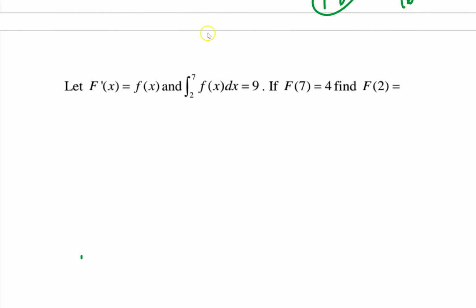So let's look at this one. Let f prime of x equals f of x, and integral from 2 to 7 of f of x dx equals 9. If capital F of 7 equals 4, find capital F of 2. Okay, so what's going on here is this. Let's integrate this. Memorize when you integrate f of x, how we write it? Write it with the capital. So the integral of that's going to be capital F of x. But remember, we have limits, so that means we're going from 2 to 7, sorry. So that 9 got in my way. And then when I integrate this, it tells me it should equal 9.